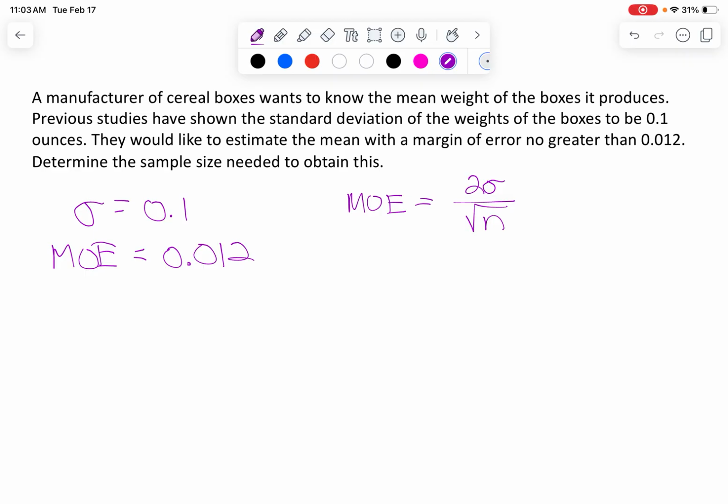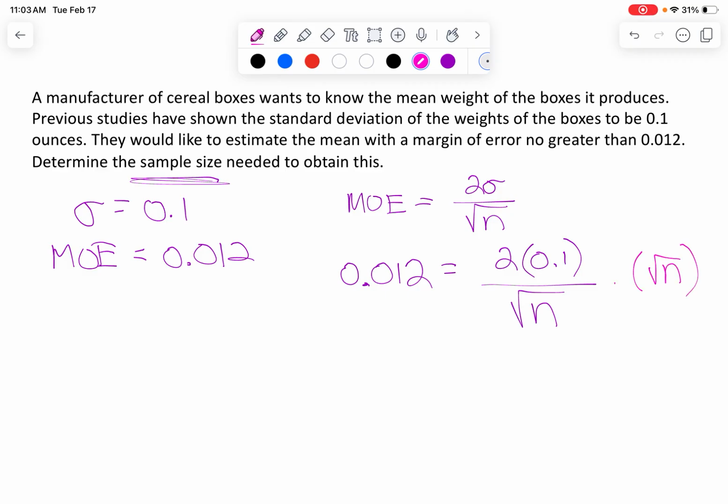So I know a couple of things I'm going to plug in, right? I know that the margin of error is this. I know that the standard deviation is 0.1. I don't know what the sample size is, right? That's what I want to solve for. Okay, so we're going to solve this and see what we get. All right, so the first thing I would want to do is get rid of that square root of n in the denominator. So I would multiply by the square root of n and multiply by the square root of n.